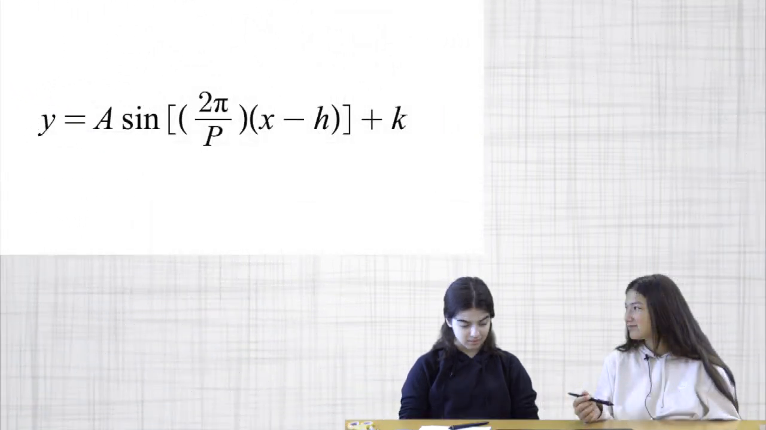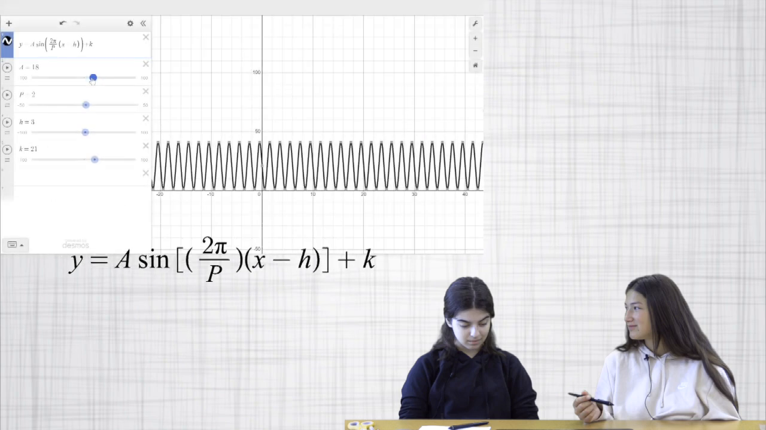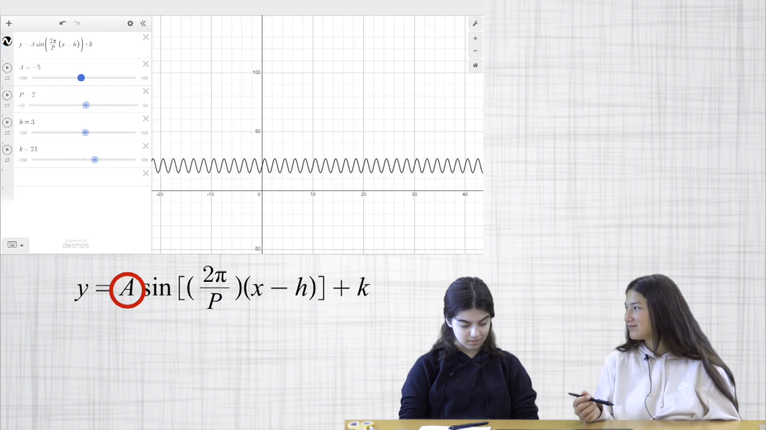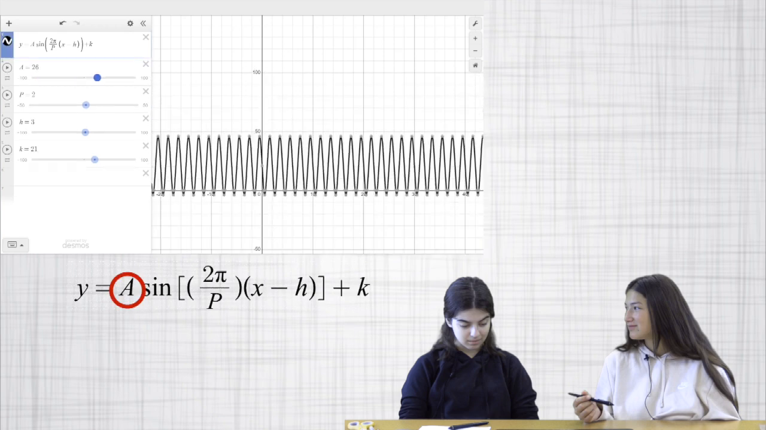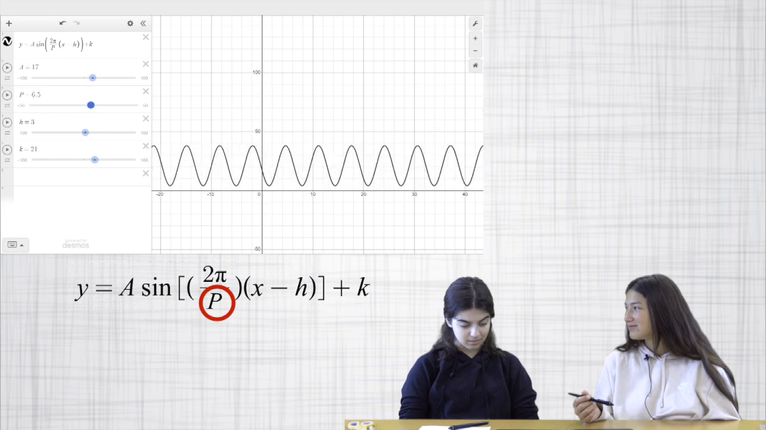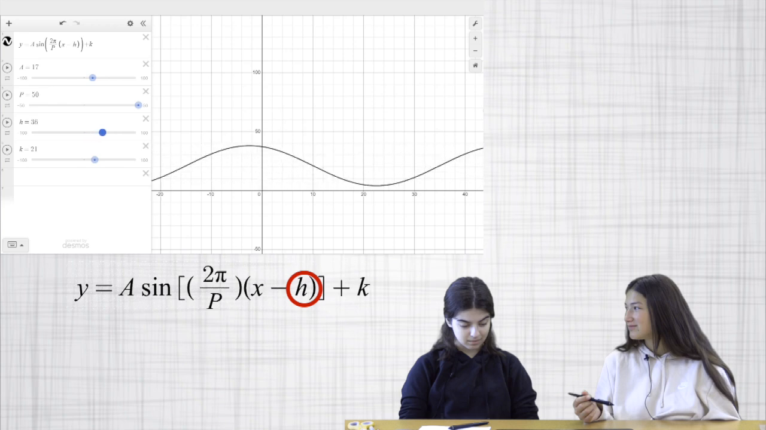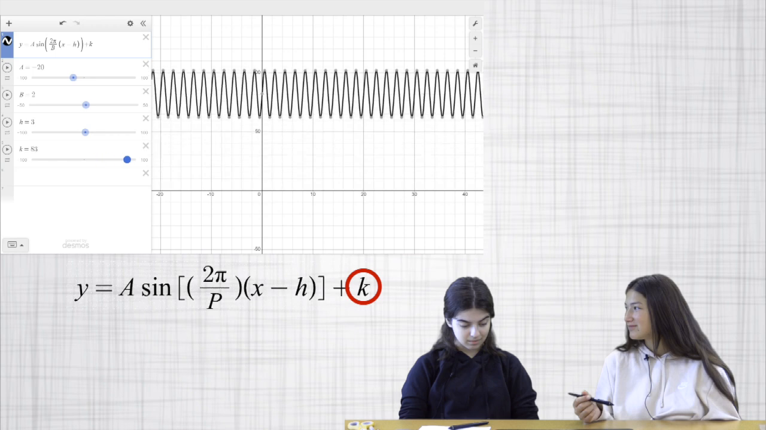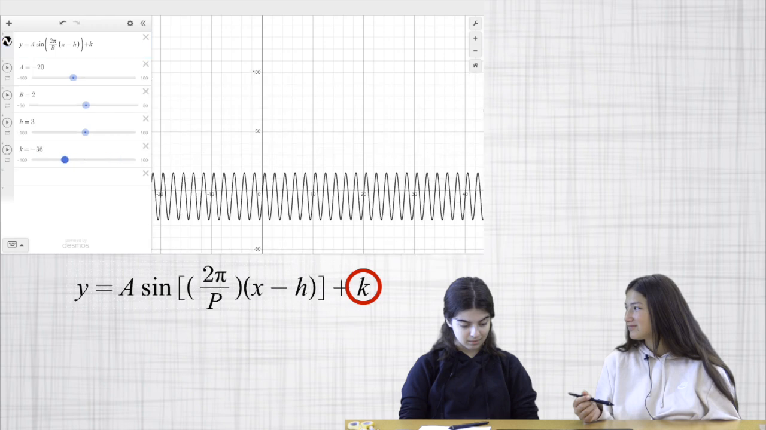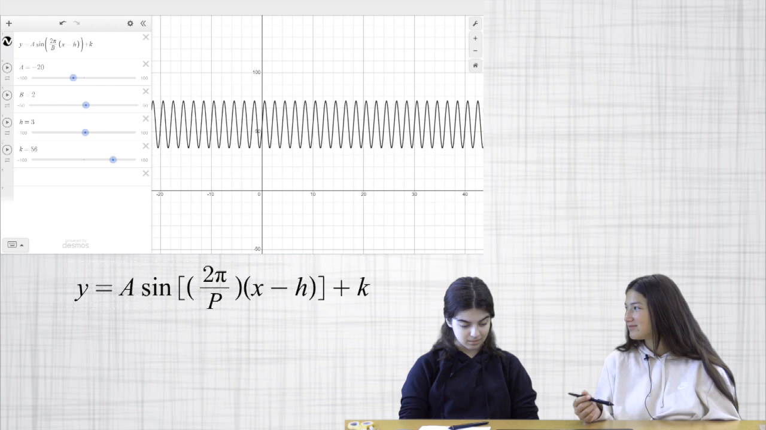In this episode, the students used an applet to explore how changing A, P, H, and K affected the shape of the graph. They noticed that adjusting A stretches the graph vertically, adjusting P stretches the graph horizontally, adjusting h shifts the graph horizontally, and adjusting k shifts the graph vertically. In the next episode, the students will use the applet to generate a function that models Houghton's climate.